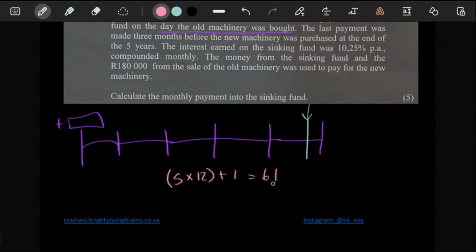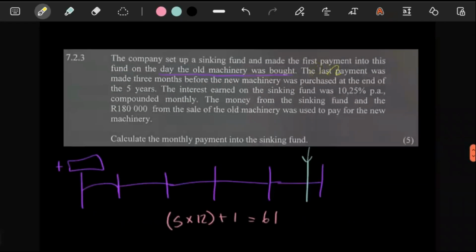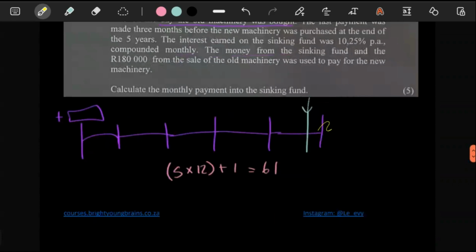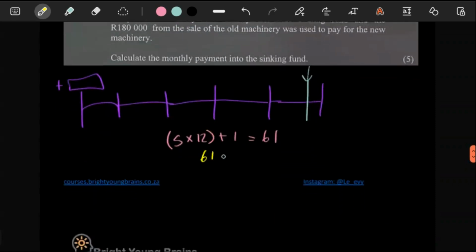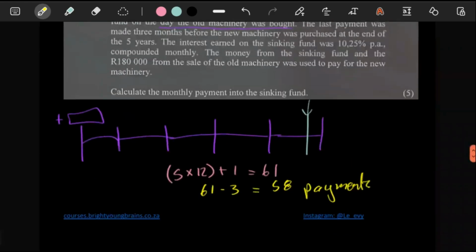They would have made 61 payments. But because they made the last payment 3 months before the 5 years, it just means that from this 61 we have to remove 3 payments, which would give us a total number of 58 payments, you see.